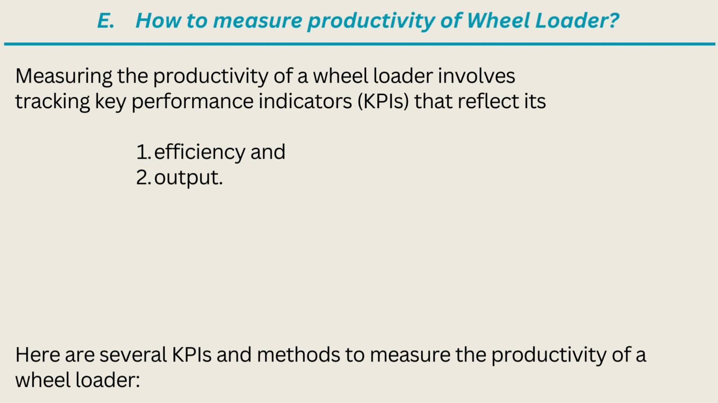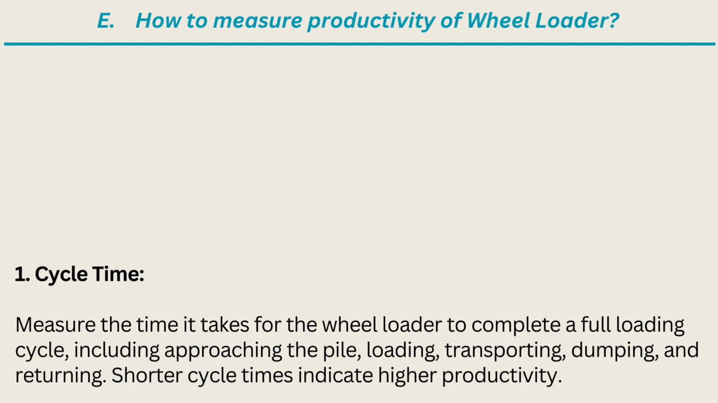E. How to measure productivity of wheel loader. Measuring the productivity of a wheel loader involves tracking key performance indicators, KPIs, that reflect its efficiency and output. Here are several KPIs and methods to measure the productivity of a wheel loader. 1. Cycle time. Measure the time it takes for the wheel loader to complete a full loading cycle, including approaching the pile, loading, transporting, dumping, and returning. Shorter cycle times indicate higher productivity.